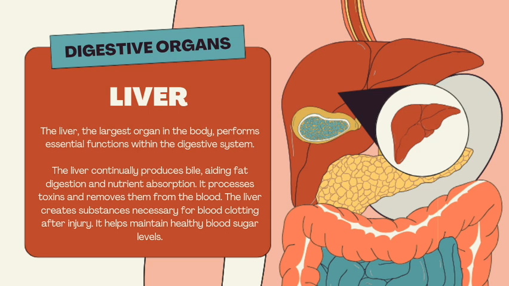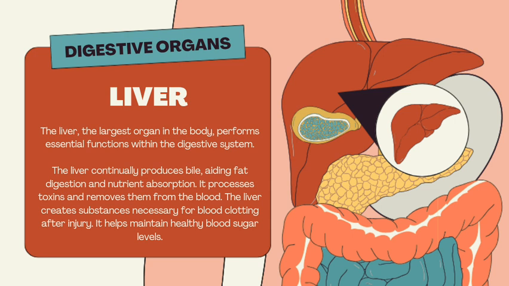So the liver, in simple terms, is an organ that produces bile, a digestive fluid that helps break down fats. The largest organ in the body is the liver, and it performs essential functions within the digestive system. As I said, continually producing bile, aiding fat digestion and nutrient absorption. It processes toxins and removes them from the blood. The liver creates substances necessary for blood clotting after injury, and it helps maintain healthy blood sugar levels.